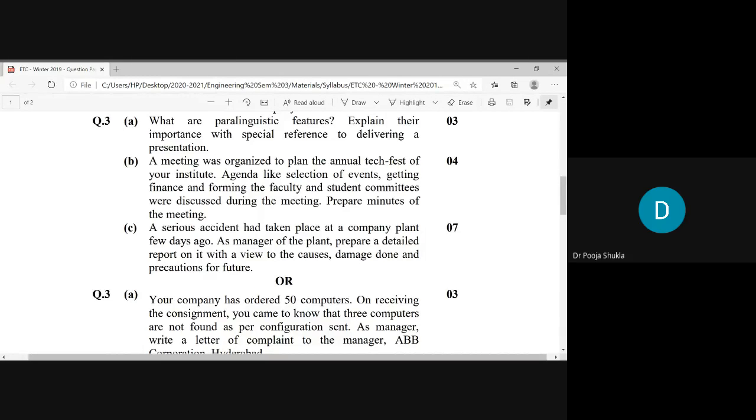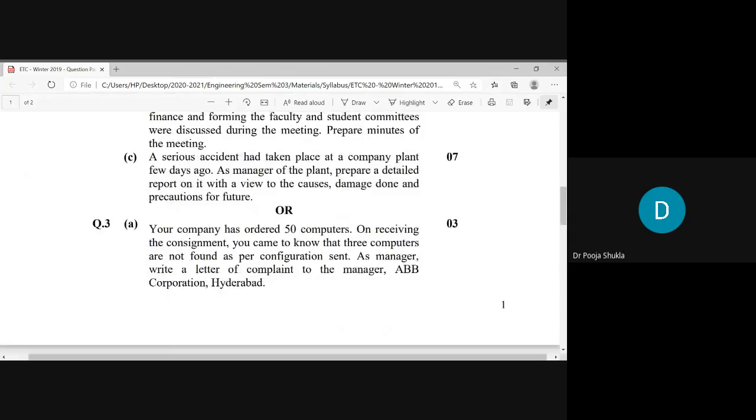Next, a serious accident had taken place at a company plant a few days ago. As manager of the plant, prepare a detailed report on it with a view to the causes, damage done, and precautions for future. Now, when they write precautions for future, they mean to say your recommendations. Here, the accident has not taken place in the company, but a company plant, which means a manufacturing unit. Let's say a car manufacturing unit, and there was some gas leakage or maybe an accidental fire which happened.